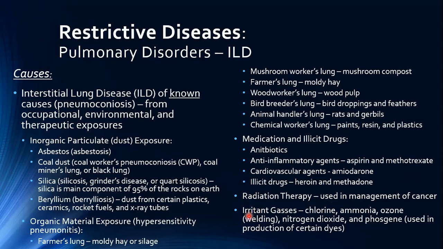And then finally, irritant gases like chlorine, ammonia, ozone, somebody who's welding a lot, nitrogen dioxide, phosgene, whatever that is, using certain dyes. So just these factories, right? If you're working in a factory, you need to know what you're working with, okay? Make sure you know what you're working with, because you could possibly work there for 10 years or 5 years and develop ILD from it, okay? And that's destroying the lungs. I told you, lung destruction is irreversible, okay? Irreversible.